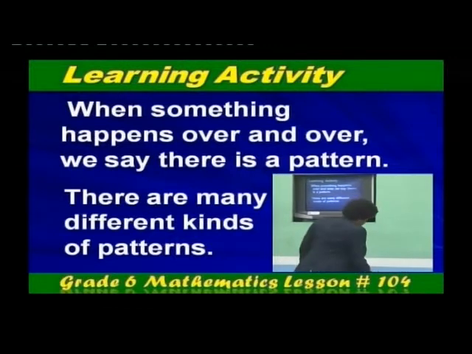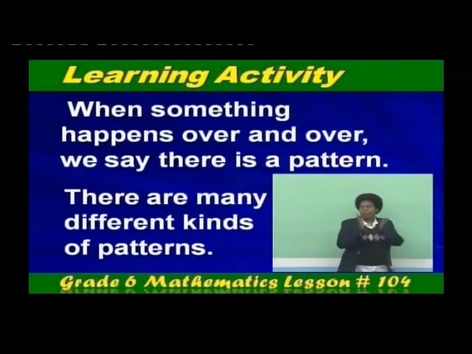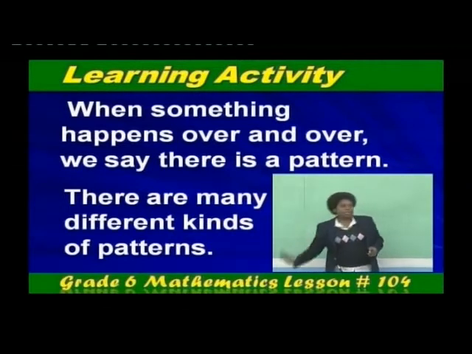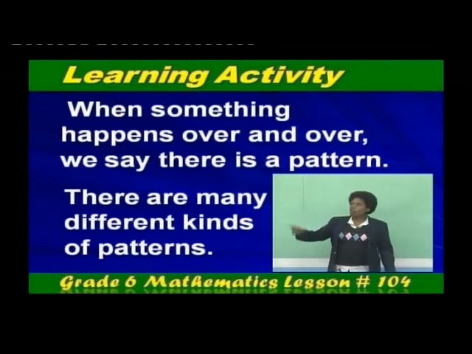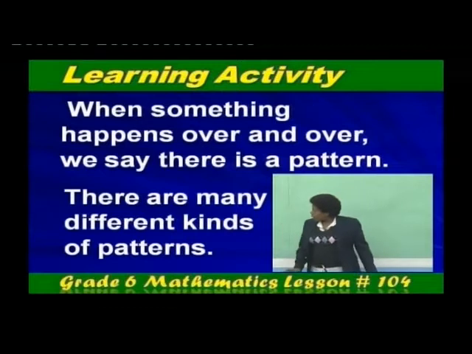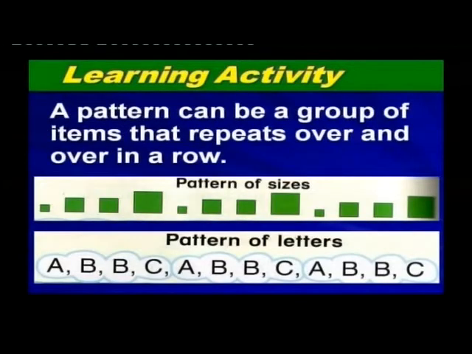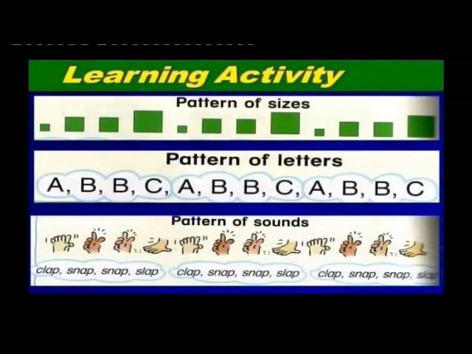Very good. Okay, so we have the pattern, like when you clap, snap, and then you slap. That's a pattern. And you continue. It repeats itself. That's called a pattern. There are many different kinds of patterns. Okay, class? Let's look at some examples of patterns. A pattern can be a group of items that repeats over and over in a row. For example, you have patterns of sizes. Class, look here.